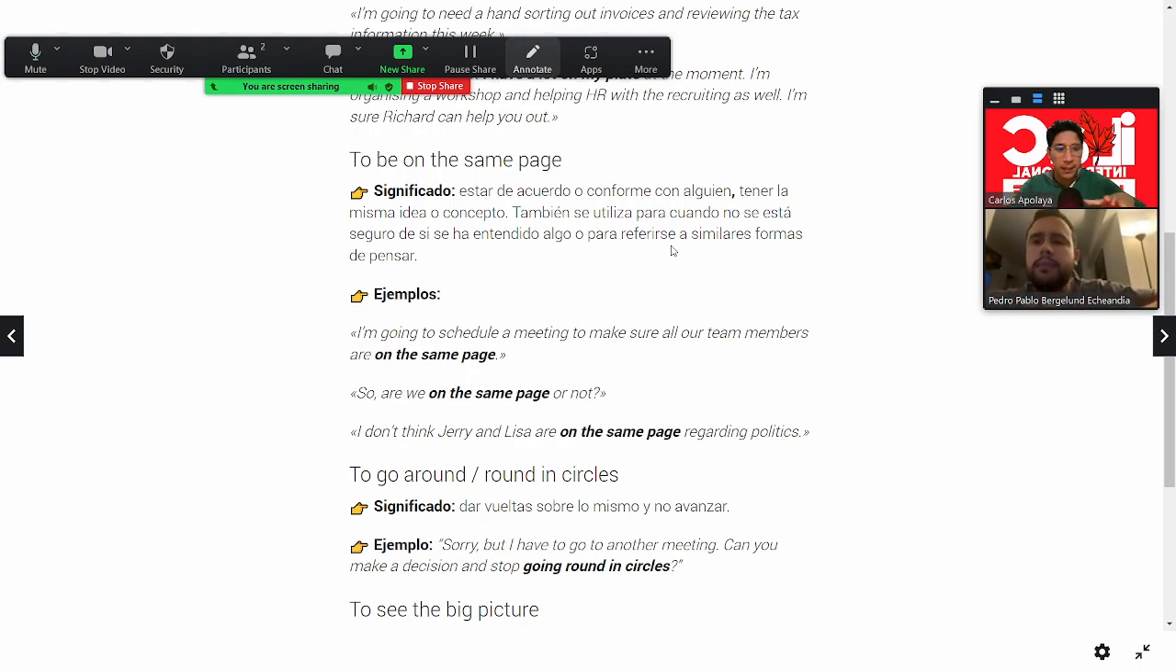Okay, so are we on the same page? Do you want me to repeat something? For example, are we on the same page? ¿Estamos en el mismo ritmo? ¿Estamos de acuerdo? Ese sentido tiene to be on the same page. Any questions? Okay, yes, that's okay.